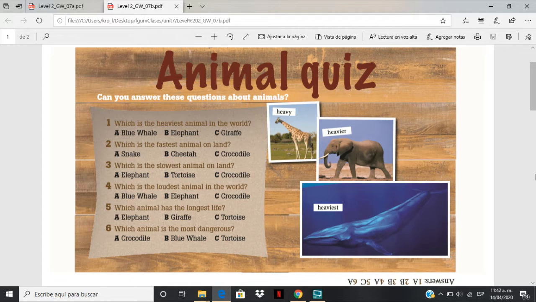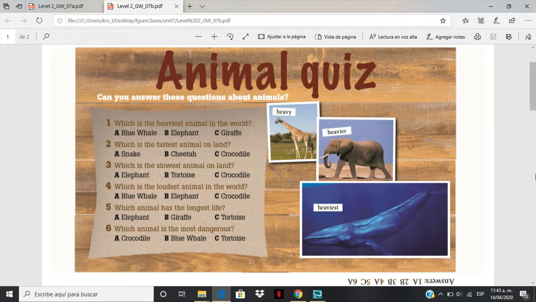Can you answer some of these questions about the animals? Think about it. Which is the heaviest animal in the world? Blue whale, elephant, or giraffe? What's your answer? Which is the fastest animal on land? Snake, cheetah, crocodile. What's your answer? Do you know the answer? Next. Which is the slowest animal on land? Elephant, tortoise, crocodile. Which one is the slowest?